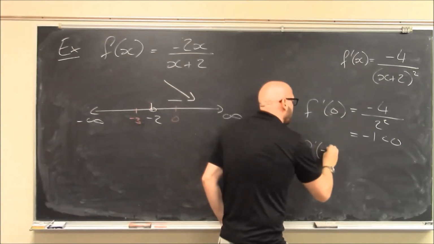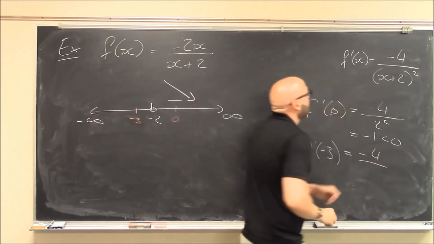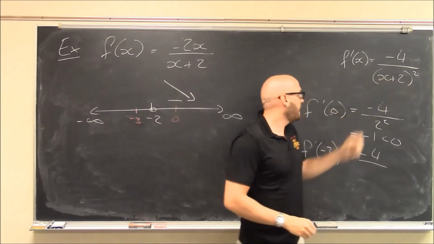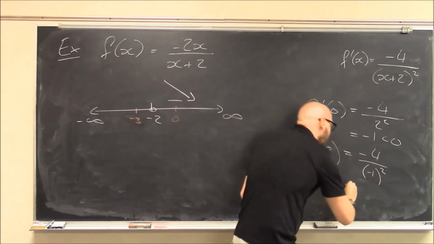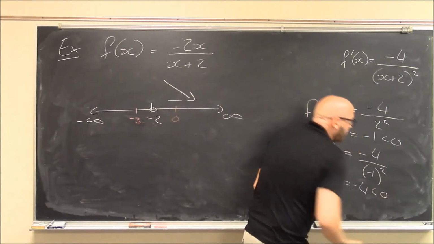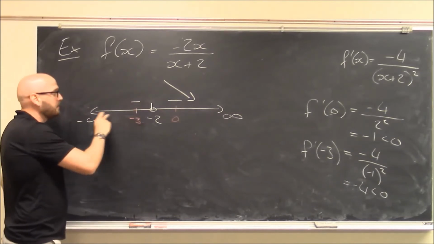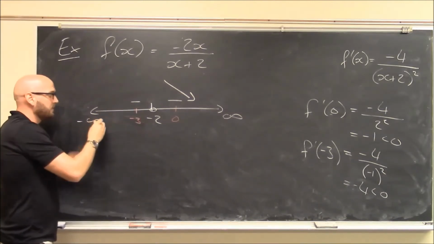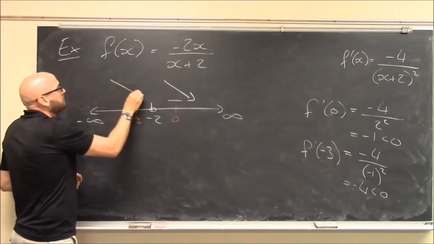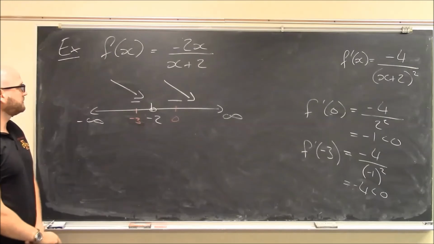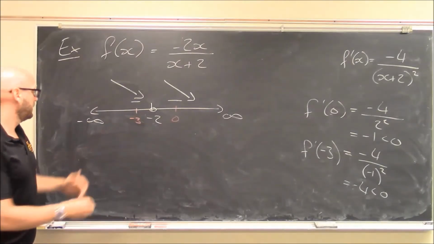My derivative at minus 3 is minus 4 over (minus 3 plus 2), that's minus 1 squared. Minus 4 over minus 1 is minus 4, that's also negative. So at minus 3 my derivative is negative, that means my derivative is negative on this entire interval from minus infinity to minus 2, and that means even here it's still a decreasing function. So we're done. We've done all the hard work.